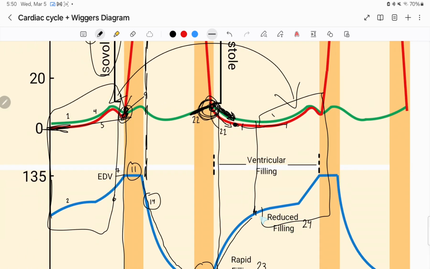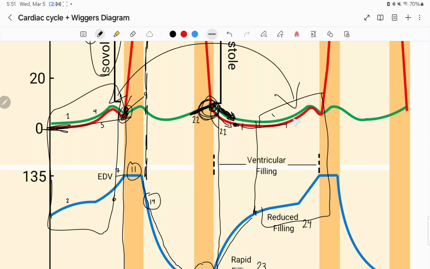Number 24 was our reduced filling. Why did we have reduced filling? Well, we had reduced filling because, like I mentioned, the gradient from the atria is starting to go down, right? It's not getting as much blood that's passively flowing down.